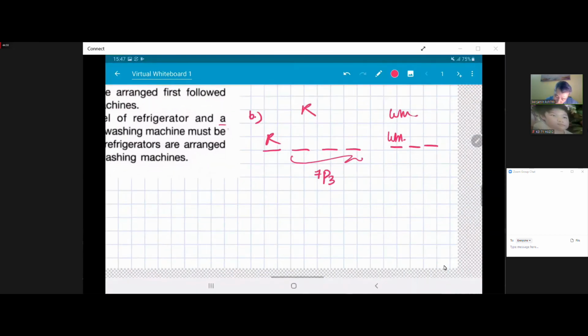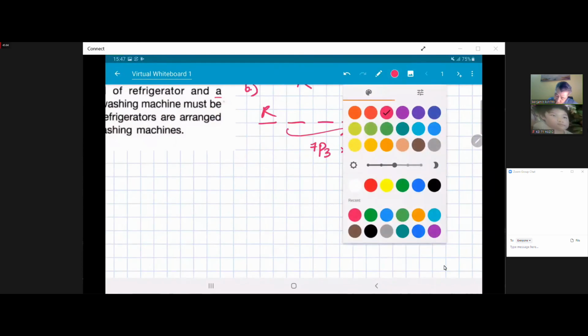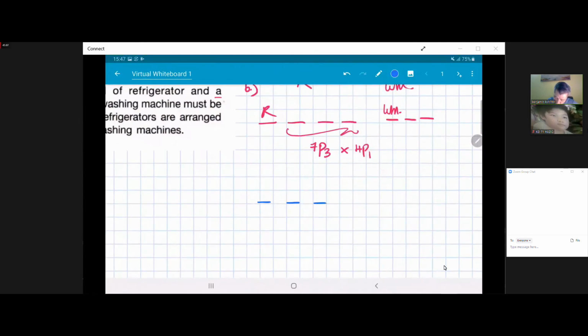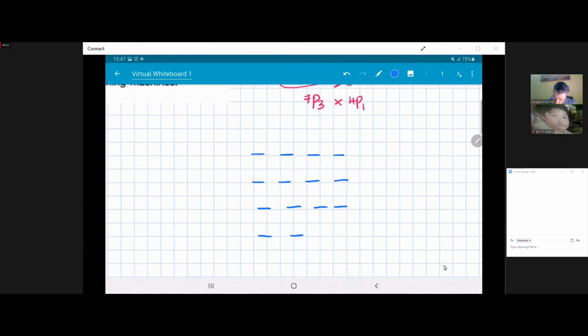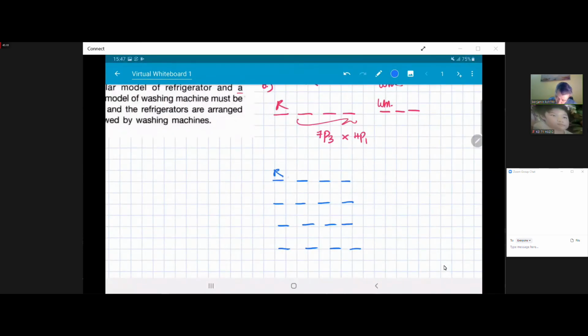Okay. But then later I must multiply by 4P1. Why must I multiply by 4P1? Because do you realize, I've got 1, 2, 3, 4. 1, 2, 3, 4. I've got 1, 2, 3, 4, and I've got 1, 2, 3, 4. Do you agree? That particular refrigerator can be here, or here, or here, or here. Can you understand? There are 4 possible places for that particular refrigerator to be in. So it can be 4P1.